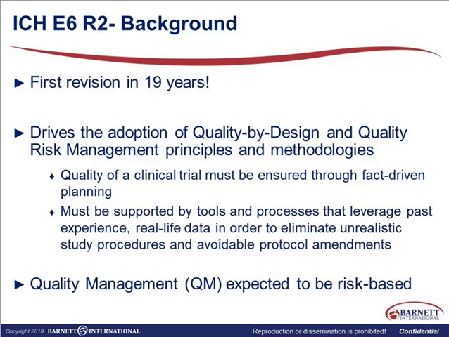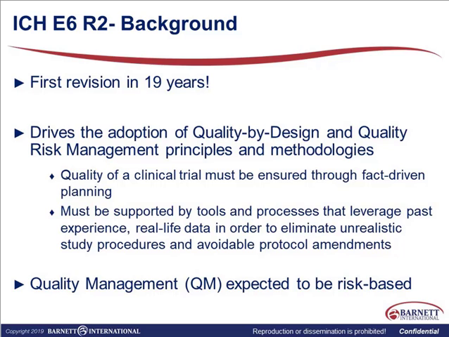From the ICH E6, it was actually the first revision in 19 years. And it speaks to the quality by design and quality risk management principles and methodology. And so basically what that means is that the quality of the trial must be ensured through fact-driven planning. And from the standpoint of how long it might take to actually get a study started, because from protocol inception, selection of your investigators, etc., we have to ensure that we have investigators that are qualified to do the study.